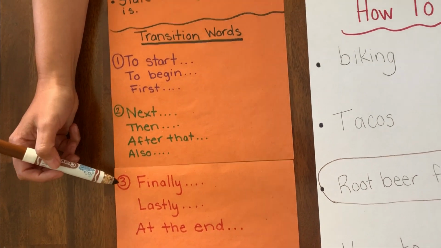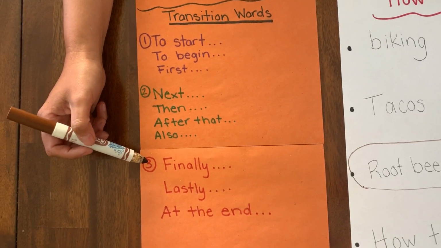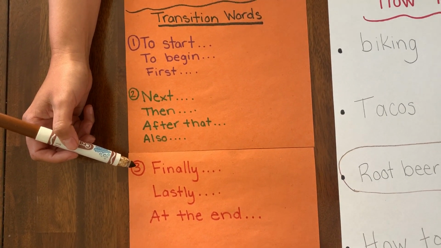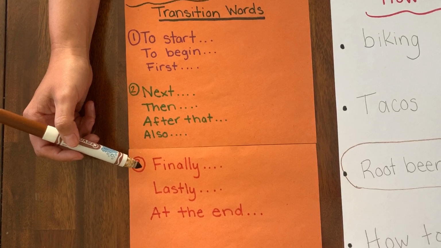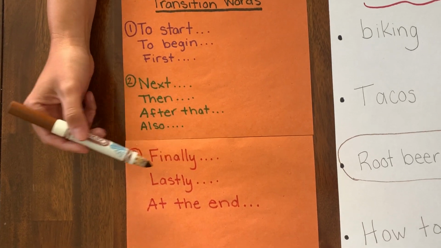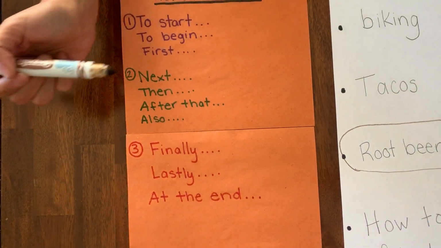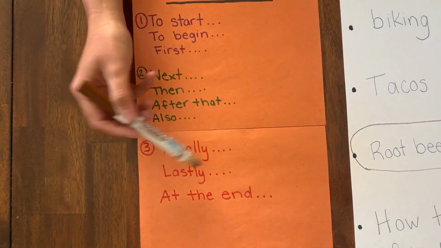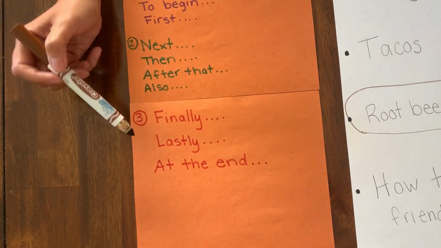The last and final one is gonna be your last and final step, and this is where hopefully your how-to comes to an end. So you're gonna say, finally, you have, and then again, whatever you've done. Or lastly, and tell them what they can do, or at the end.